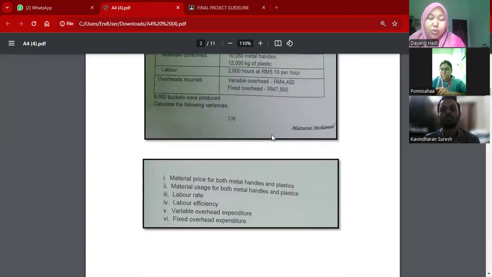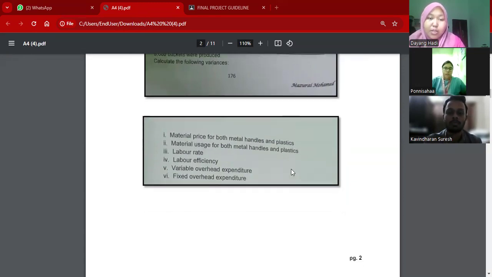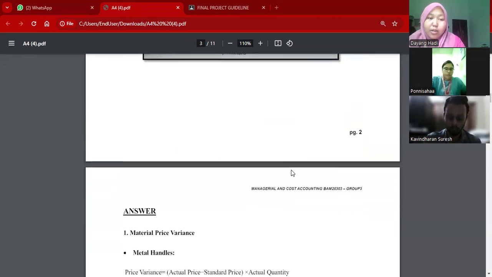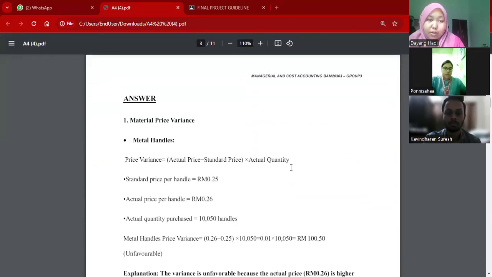So basically the question is asking, number 1, the material price for both metal handles and plastics. Number 2 is the material usage for both metal handles and plastic. Then we have the labor rates. Number 4 is labor efficiency. Number 5 is the variable overhead expenditure. And number 6 is fixed overhead expenditure. So now we move to the first question, which is the material price variance.